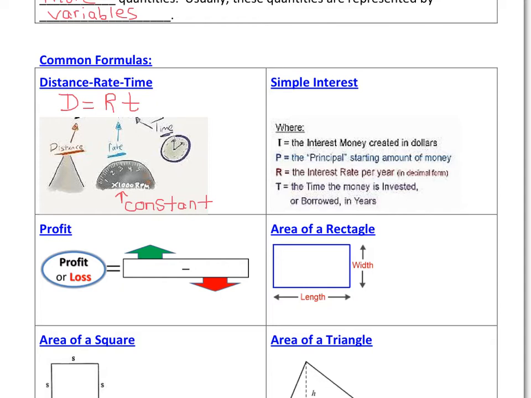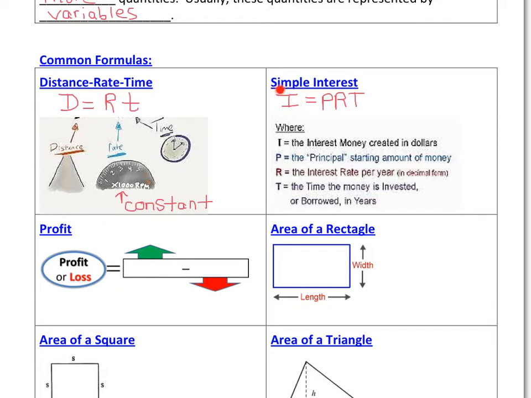The next formula we're going to look at is called simple interest, and the simple interest formula is I for interest equals the principal times the rate times the time. Now in this case we have rate and time in a different formula, but the same variables. Time in this case usually means years. So time is how many years you've borrowed or invested money.